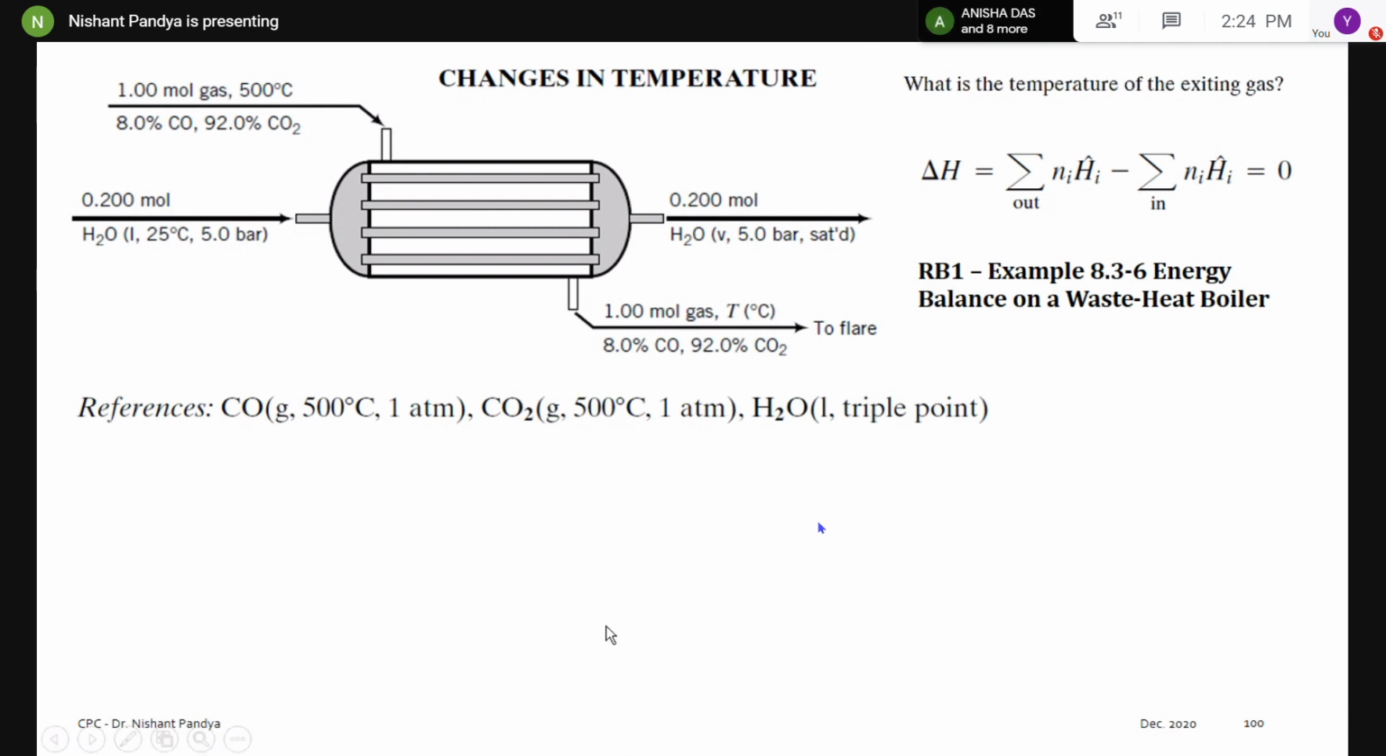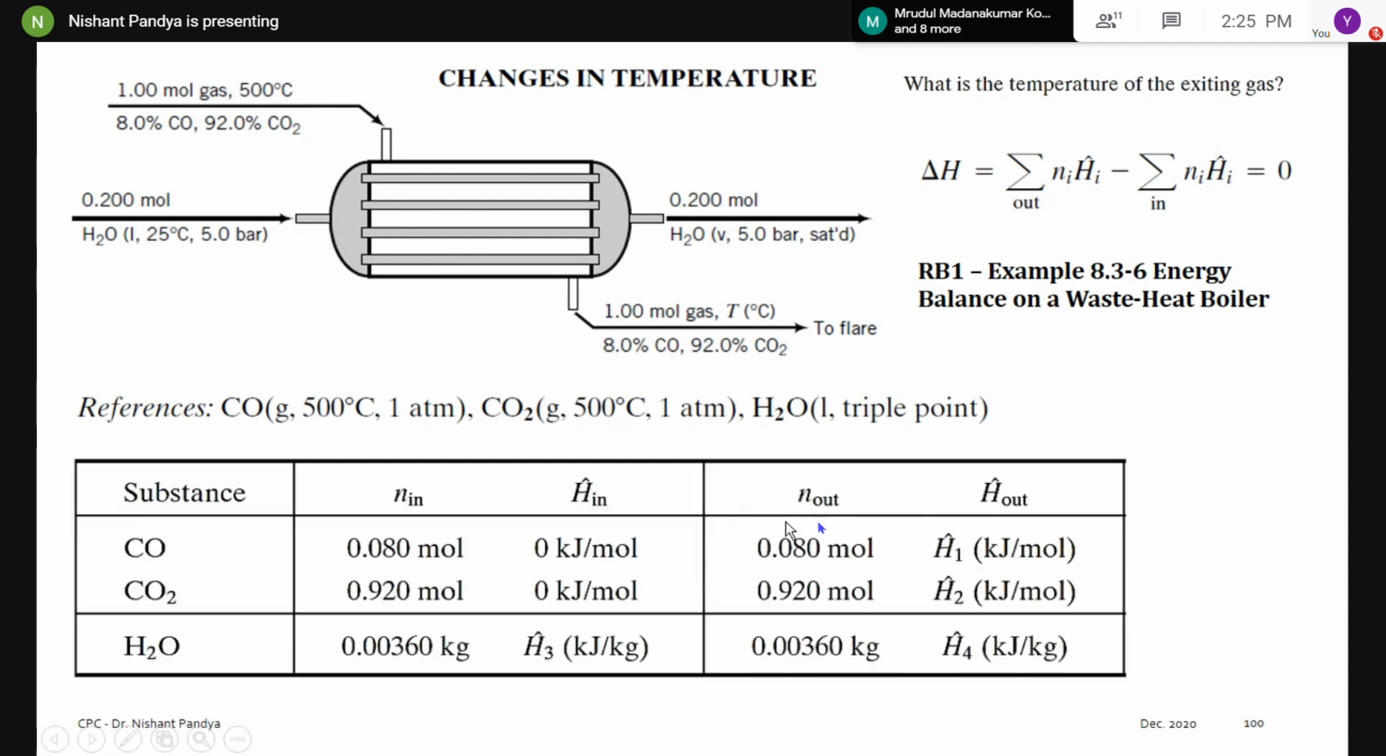For example, we have to choose a reference state whenever an energy balance is there. First, CO and CO2, two components are there, so we'll choose this as a reference state, so it's easier for the enthalpy calculation. So 500 degrees Celsius CO and 500 degrees Celsius CO2 are both the reference state. And H2O, we take it as the triple point, because the steam table is prepared based on this data. And then we prepare a table.